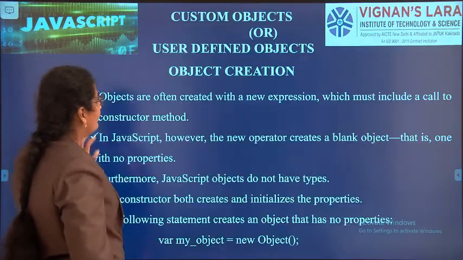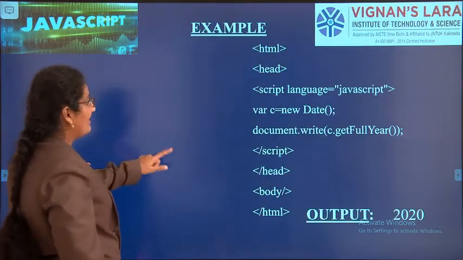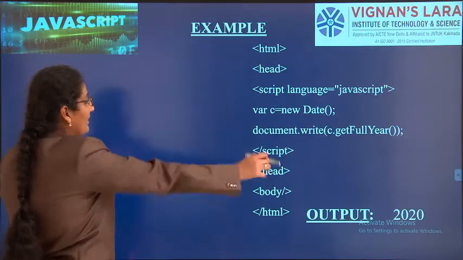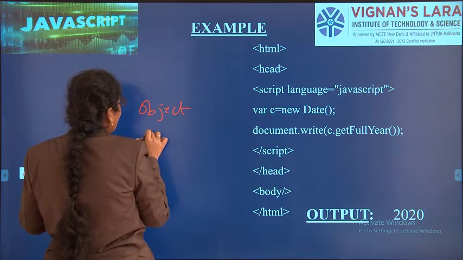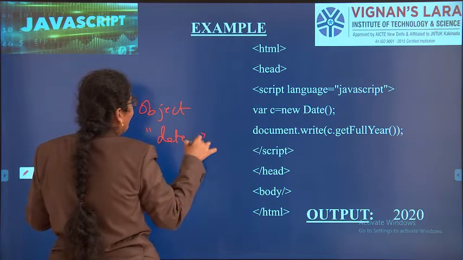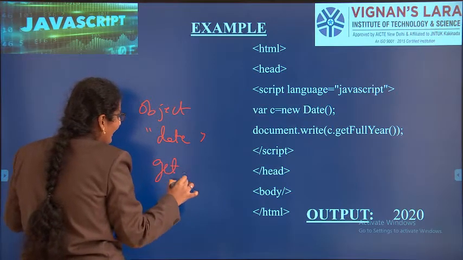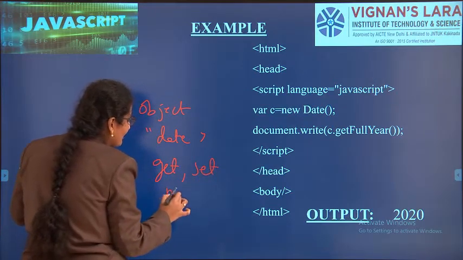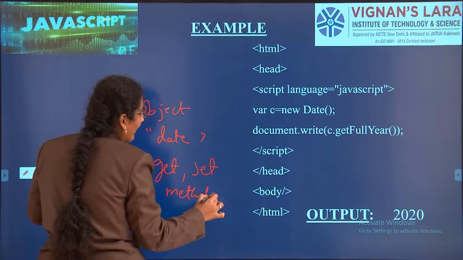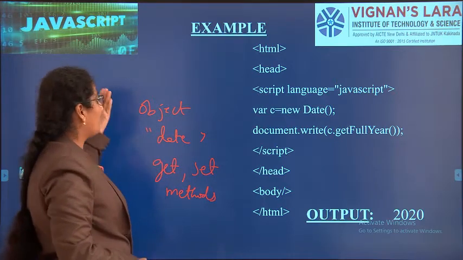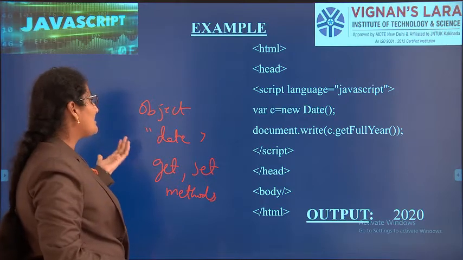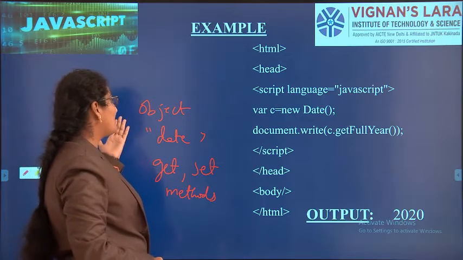So the next one. By this we have concluded the Date object. In the Date object we have get and set methods. So by this what have we concluded? We have started Unit 2. Unit 2 is JavaScript. In JavaScript we have discussed many things. As a part of that we are discussing objects also.